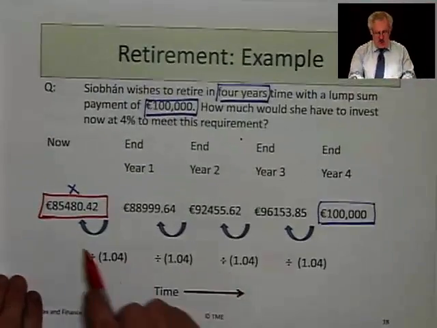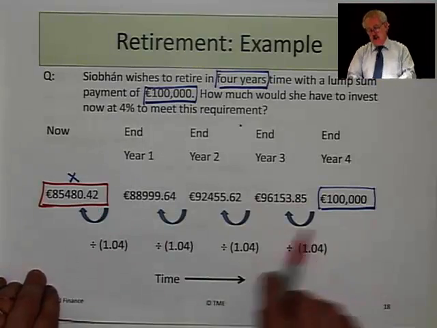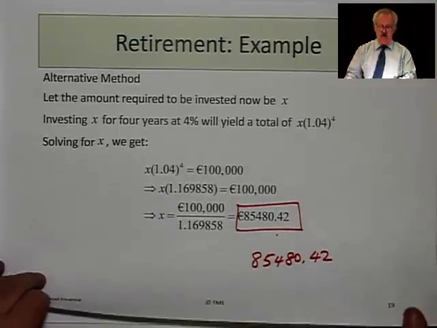Here, we saw it was 85,480.42. So whether we do it this way or whether we do it with the compounding going forward, it's the same thing.